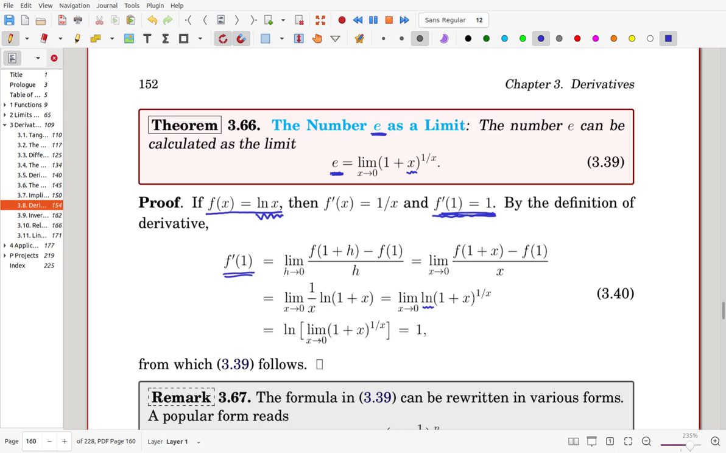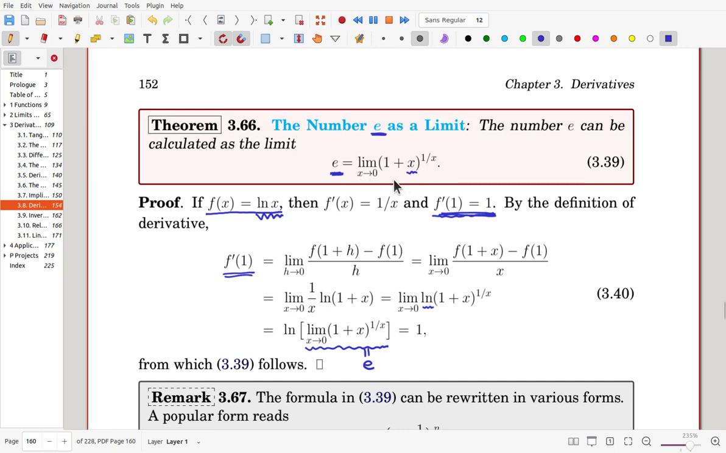So the logarithm goes outside, and first we take the limit inside. Okay, so we reach that form, but this whole thing must be 1, since f prime at 1 equals 1. That means the logarithm of this whole thing is 1, so this whole thing must be e, because the natural logarithm of e is 1. So we have the conclusion that e can be calculated by using that.